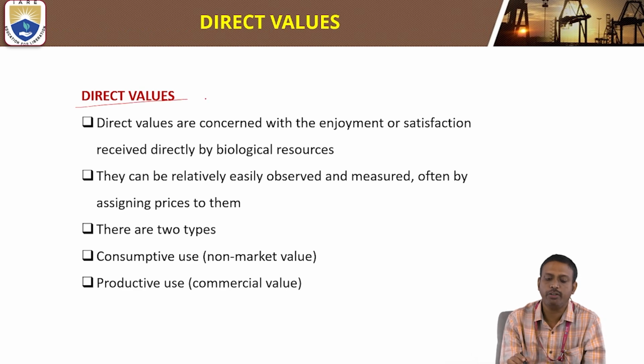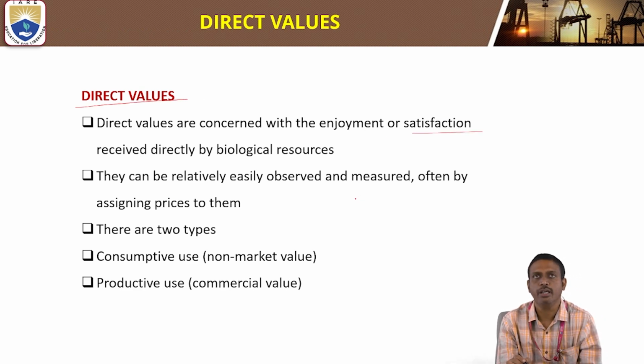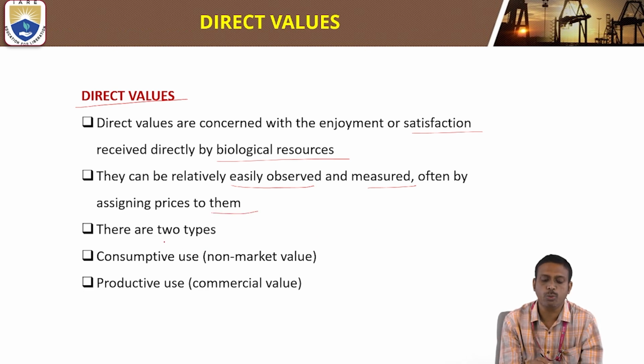Direct values are concerned with the enjoyment or satisfaction received directly from biological resources. These direct values are relatively easily observed and measured, often by assigning prices to them. There are two types of direct values: consumption value, which is non-market value, and productive value, which is commercial value.